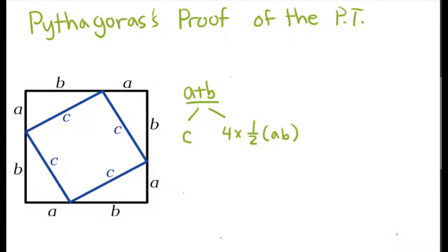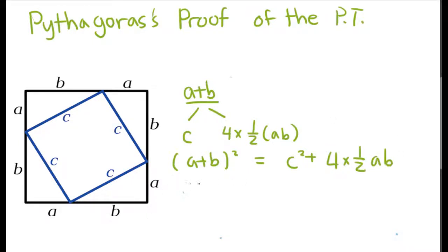He said that the area of this big square here, which is a plus b squared, hopefully you know how to calculate the area of squares, or you shouldn't be watching this video, equaled c squared, the area of this, plus all the triangles. Pretty easy, right?